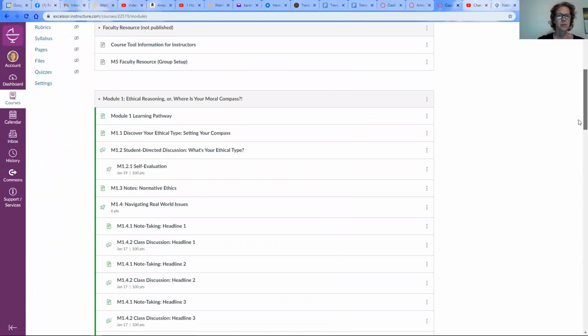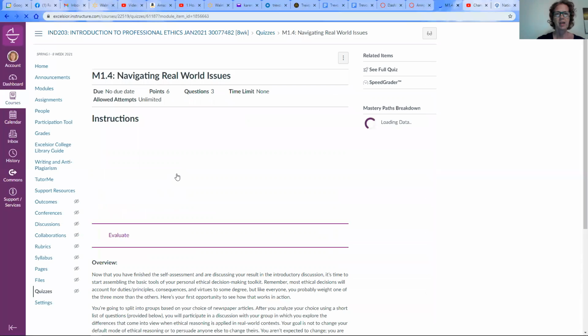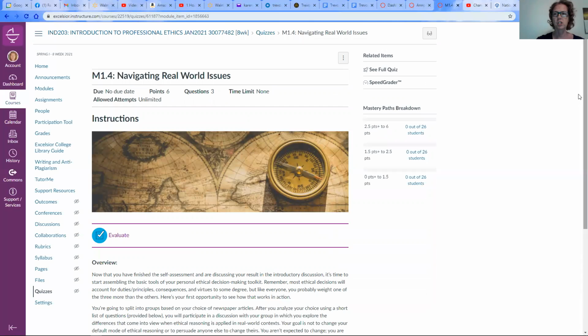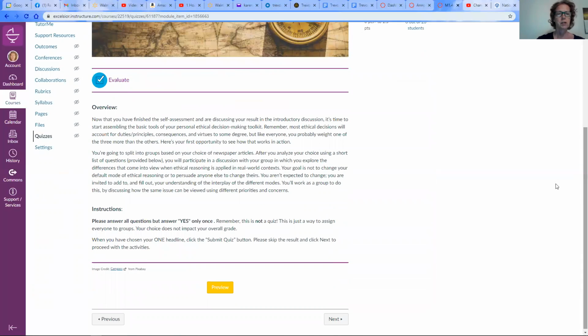So after you've discovered your ethical type and we've started our conversation, we'll move into a more group discussion in which you'll place yourself in a group depending on what type of issue you'd like to talk about. So you'll take a little quiz that will place you in a group. This quiz is not scored, it's really just to place you into one of the groups. So you'll answer yes only one time on this quiz.